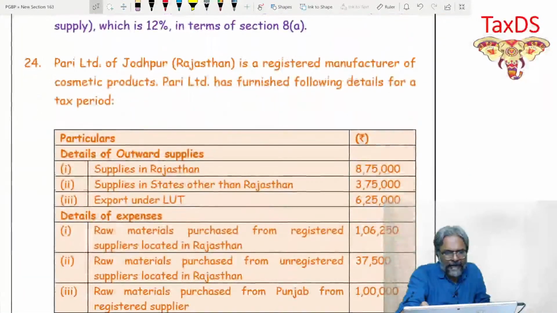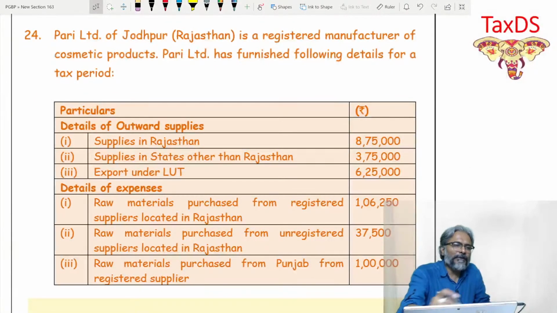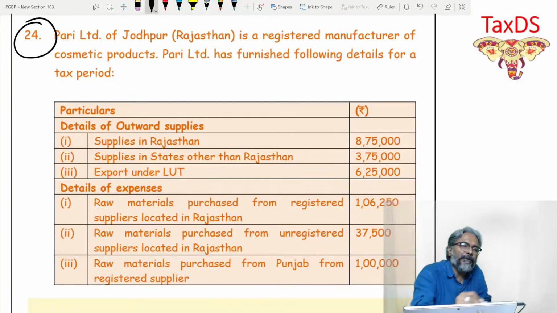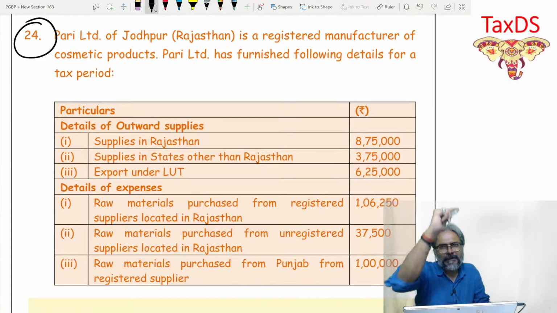Now, friends, just have a look at this one. Now, this was what I was talking about, question number 22. This question number 24 is similar to question number 22. That is the point.